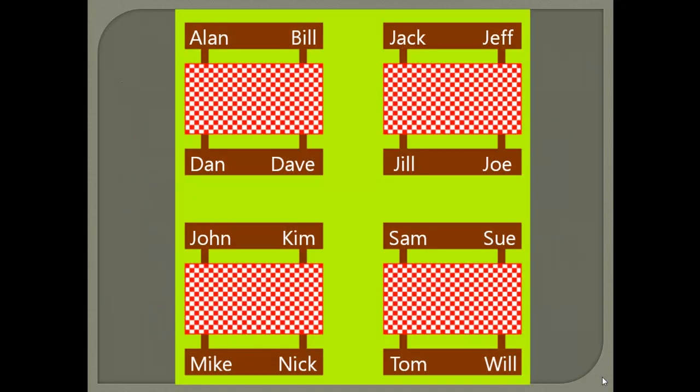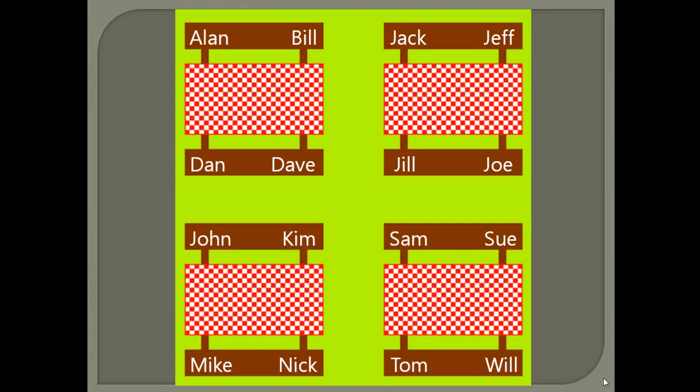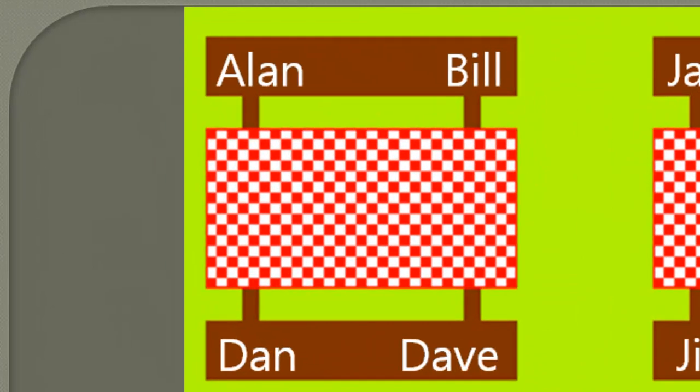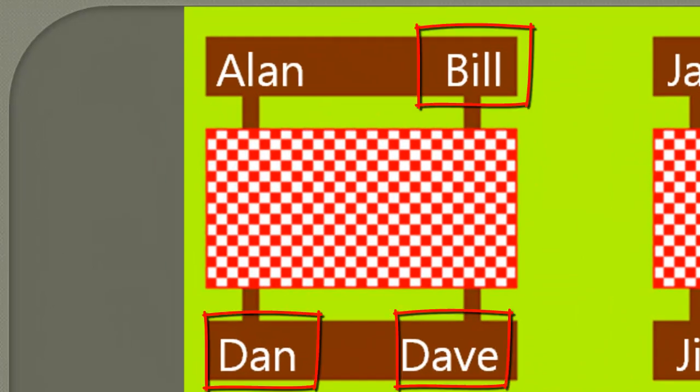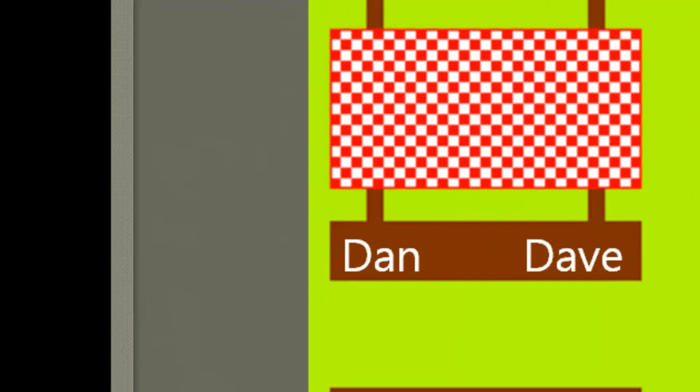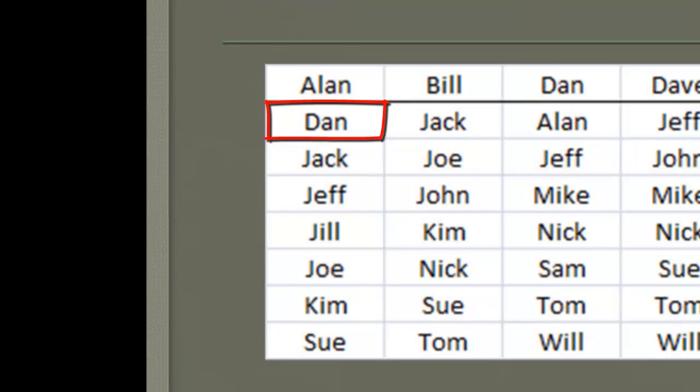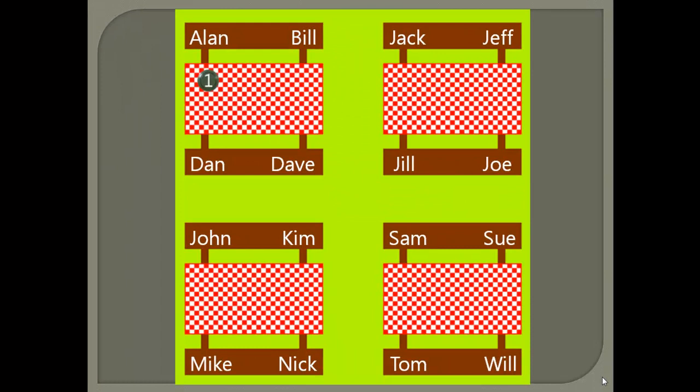So let's just start with everybody in alphabetical order. Let's look at Alan. He's sitting next to 3 kids, Bill, Dave, and Dan. If we look at Alan's list, we see that he gets in fights with Dan, but not Bill or Dave. So Alan only has one conflict.